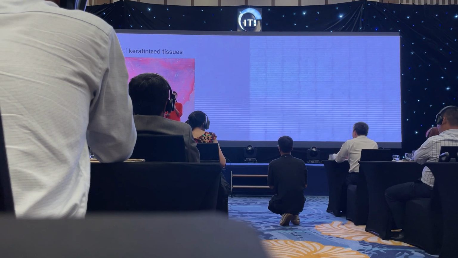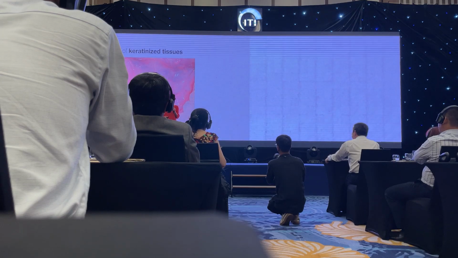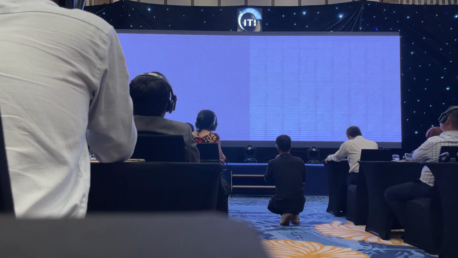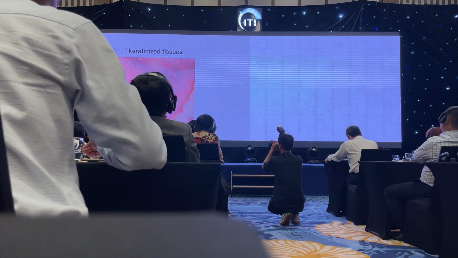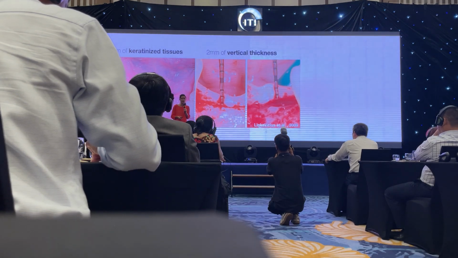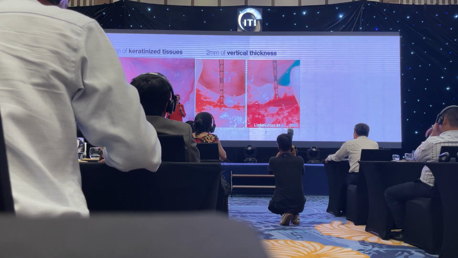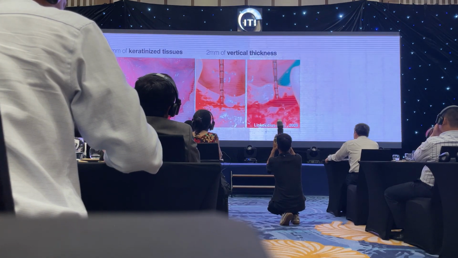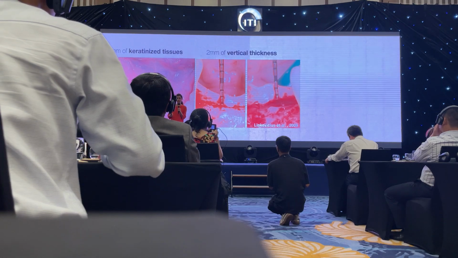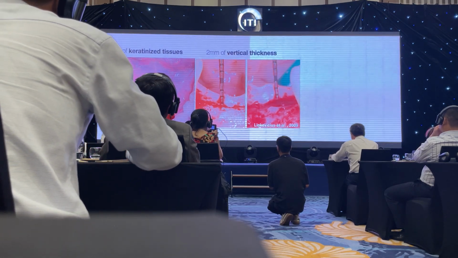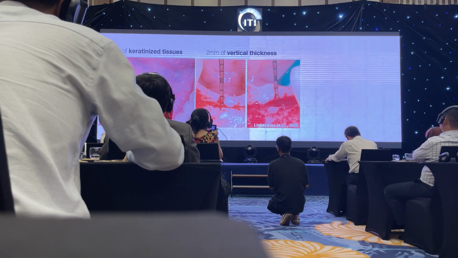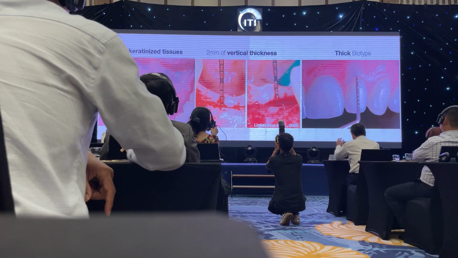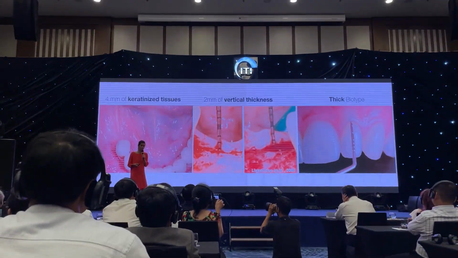So to summarize, what do we need to answer this question? What is a proper peri-implant soft tissue environment? We mentioned we would need 4 millimeters of keratinized tissue before placing your implant. We would need at least, from the studies, 2 millimeters of vertical thickness, but 3 is even better. If you have 2, you may then place your implant a little millimeter infrabony. And then we need a thick biotype, phenotype, especially if you're in the aesthetic setting.